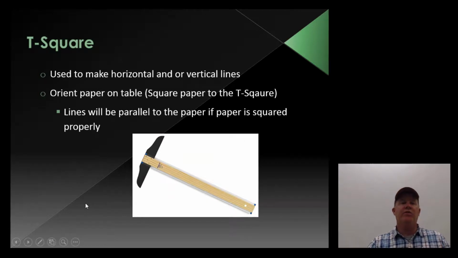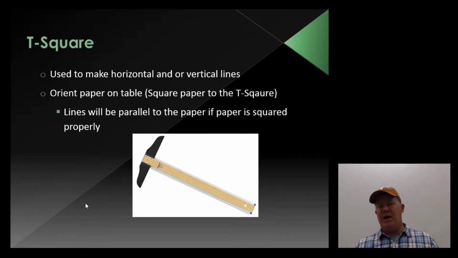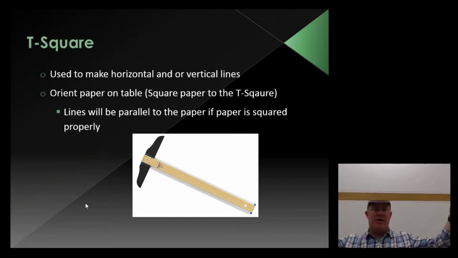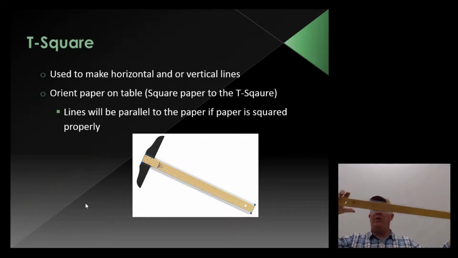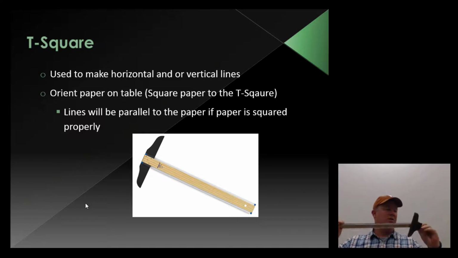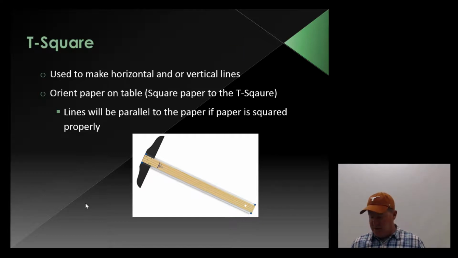T-square, okay, it's used to make horizontal and vertical lines. Let me get you mine. This is my T-square, my favorite. I will never throw it away. One of my professors gave this to me before she moved to Australia. She is now a professor and a doctorate of landscape architecture at the Royal Melbourne Institute of Technology.